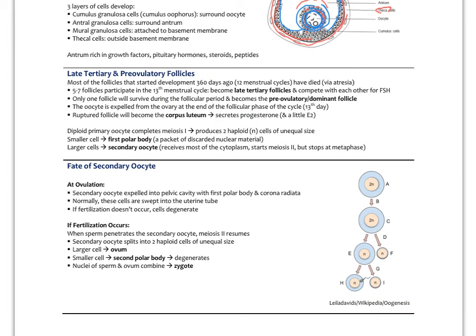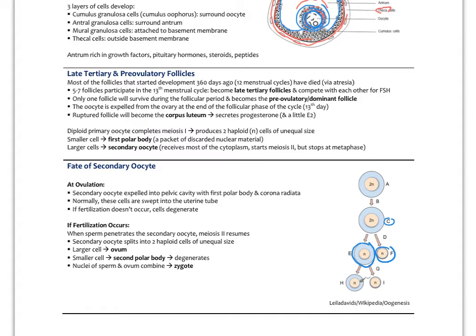So C, this right here, is going to be the primary oocyte that goes into meiosis 1, and it's going to produce 2 cells. One is a smaller one, the first polar body here, F, and then a larger cell called the secondary oocyte. That's going to receive most of the cytoplasm, and it's going to start meiosis 2, but it's going to stop at metaphase of that process.